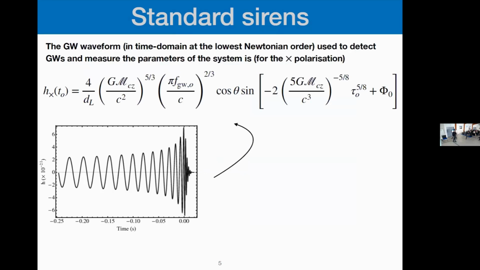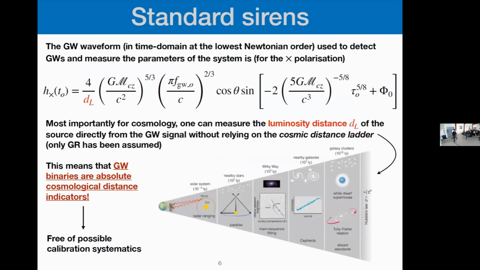First of all, from the waveform, we can get the most important parameter for cosmology, which is the distance to the source. This is something that we get for free. We basically do parameter estimation on any signal that we receive from compact binary coalescences, and we extract the distance to the source, the luminosity distance to the source.